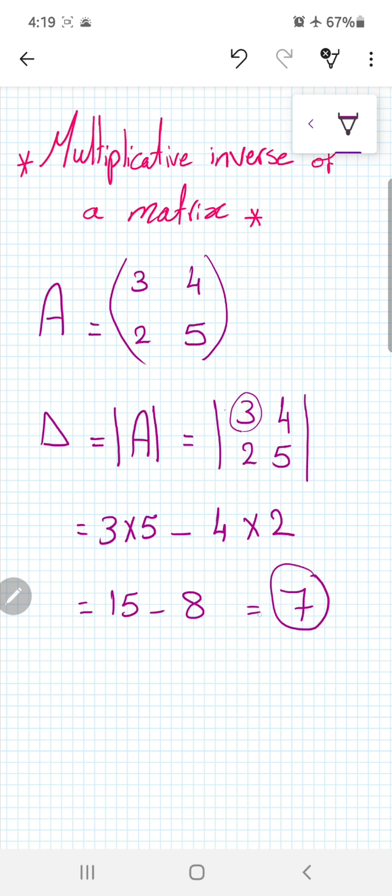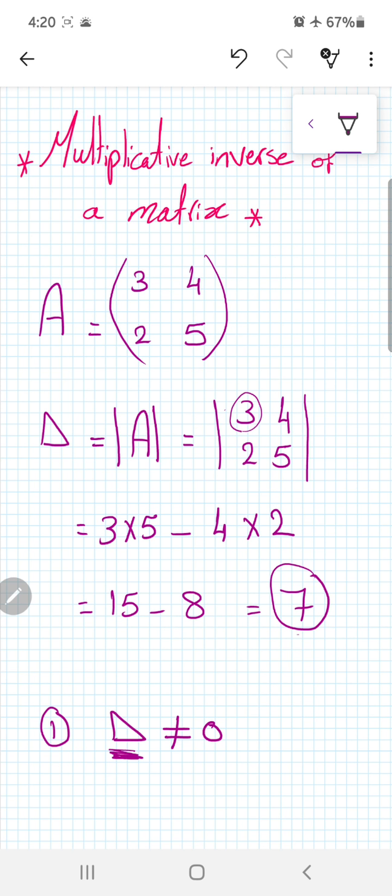It will be 15 minus 8 equals 7. Here the value of delta equals 7, not equal to 0. So we have a multiplicative inverse. First we have a condition: if delta equals 0, we have no multiplicative inverse. So to get the multiplicative inverse, delta must have a nonzero value. Okay, the condition is delta not equal to 0, and delta means the determinant.